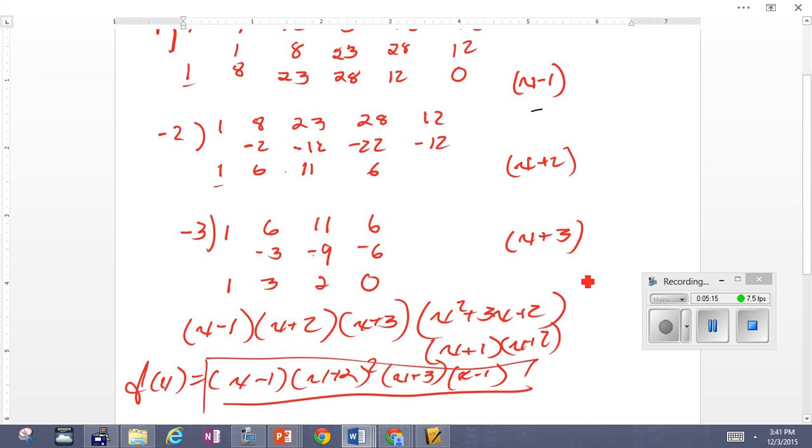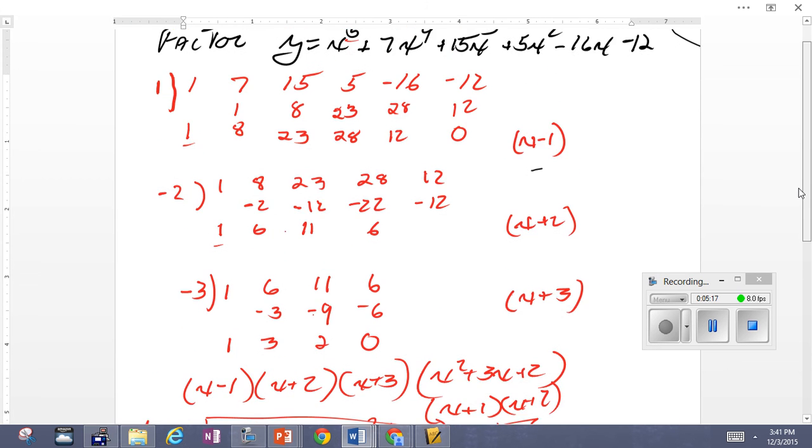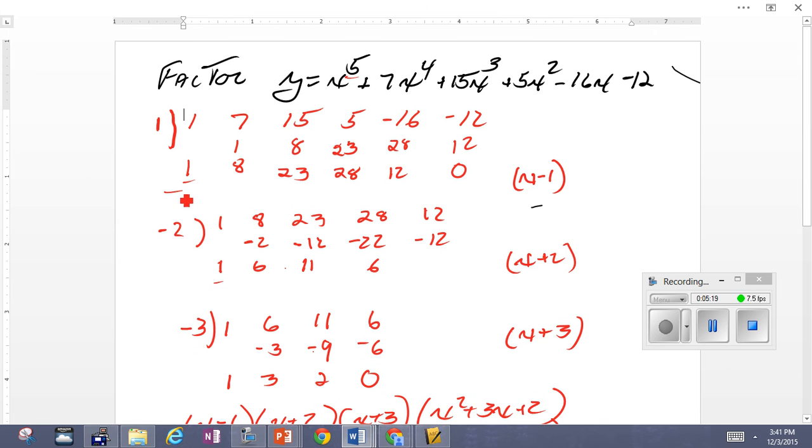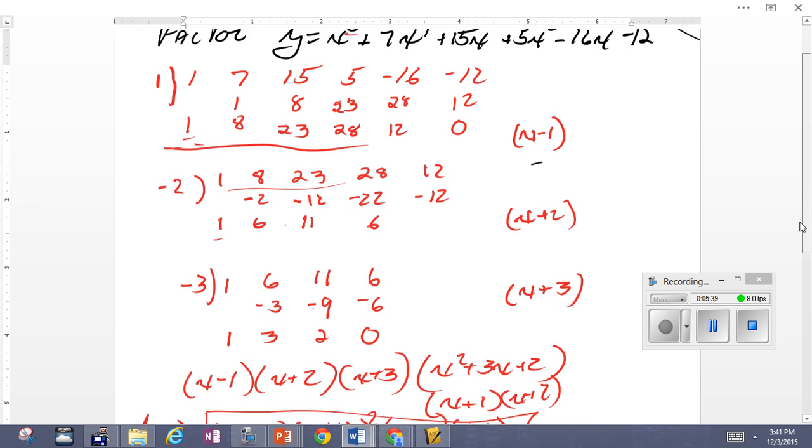But that's the beauty of synthetic division. Wherever you stop on one round, it becomes the starting point for the next round, and every time you're knocking it down by a degree, from the fifth to the fourth to the third to a quadratic, which then hopefully factors as usual. Okay, so there you go.